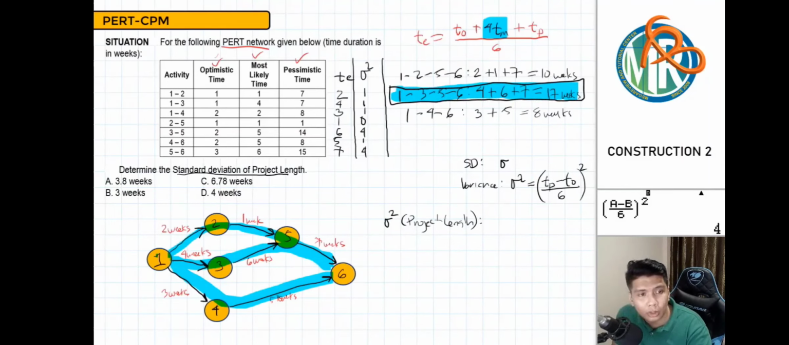Kasi yung longest time, that will be your project length. So anong duration mo yan? Anong activities mo yan? You have activity 1, 3, activity 3, 5, and activity 5, 6. So ito po yung gagamitin mo na variance, yung tatlo activities na, you will use that variance to get the project length and standard deviation.